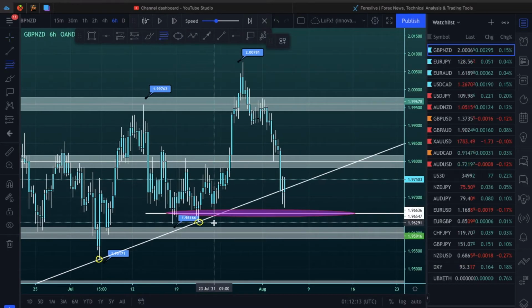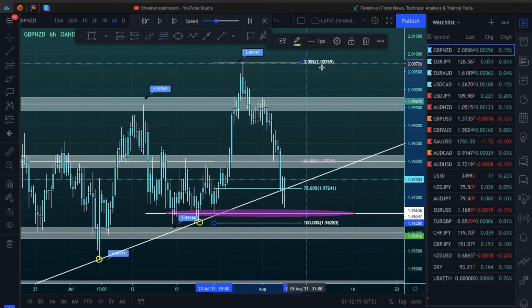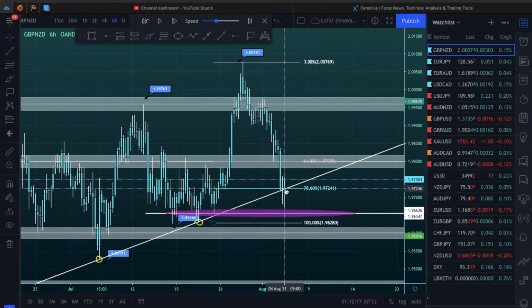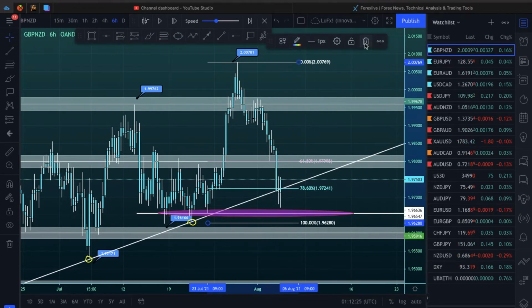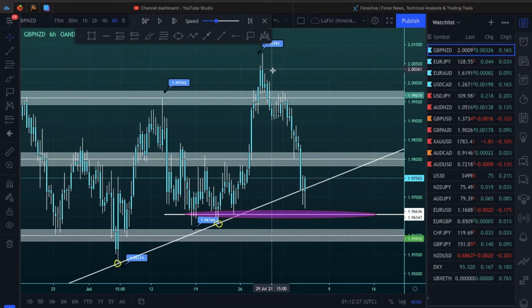We can probably draw a fib up, but as you can tell, this is a 78.6. And even though it's right there, I'm not really looking for that because that's only two confluences, right? We have our trend line and our fib level. So that's just two confluences. So we wouldn't get a trade right there.